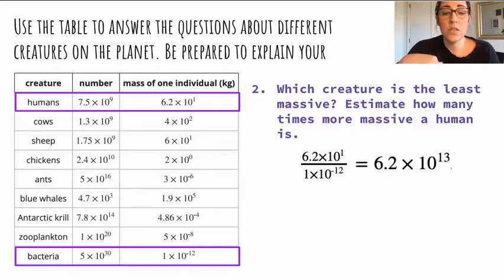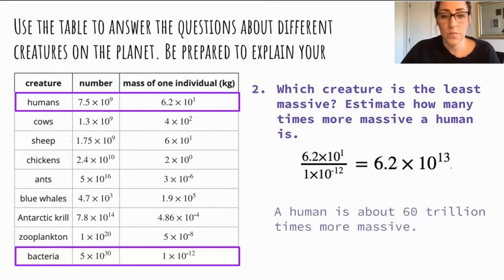And then 10 to the first divided by 10 to the -12th is just 10 to the +13th because of that subtraction, 1 minus -12. So we can say a human is about 60 trillion times more massive. Now we were able to leave that 6.2 as is because we know anything divided by 1 is itself. Maybe if the situation was a little different, we would have estimated that number, but for this case, we really didn't need to.